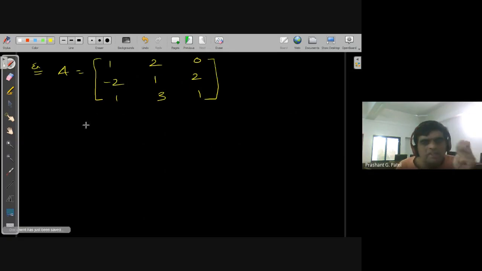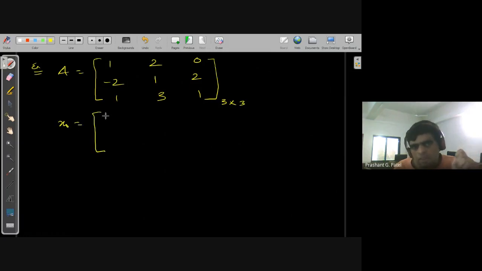First of all, we'll start with an initial guess. We'll start with any initial vector x0. This matrix is 3 by 3, so your x0 is a 3 cross 1 matrix. So let us say it is (1, 1, 1).